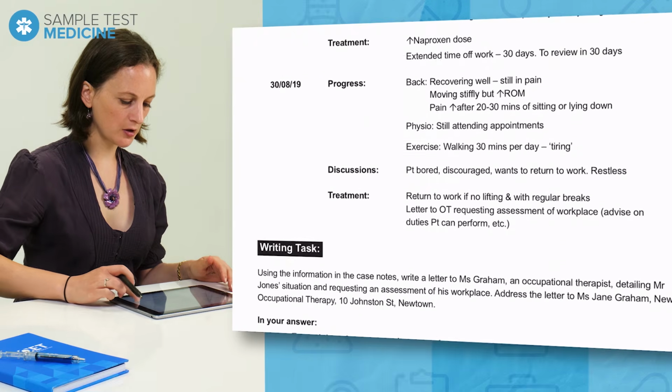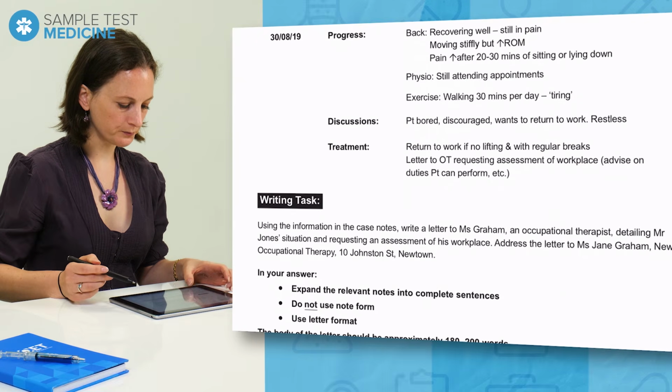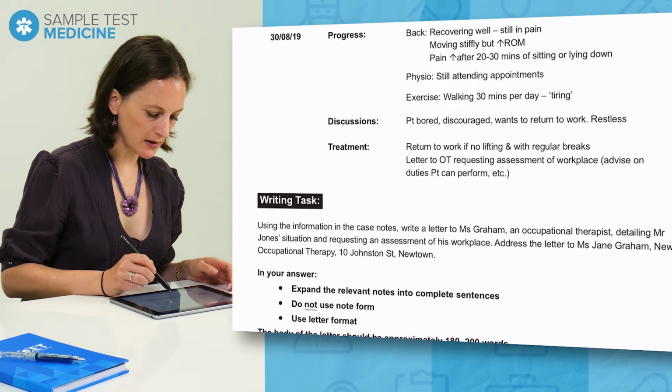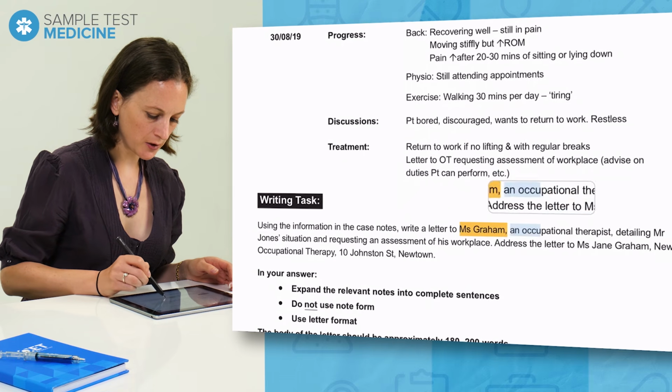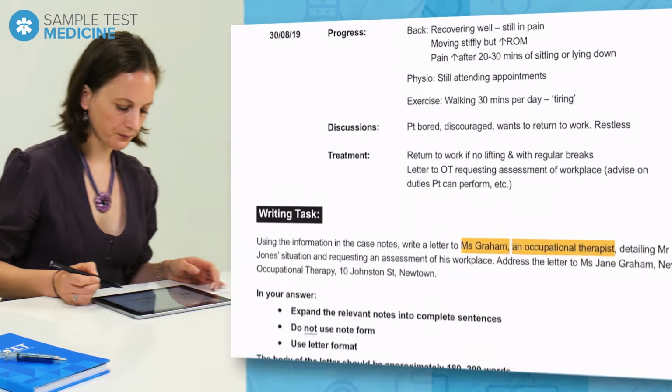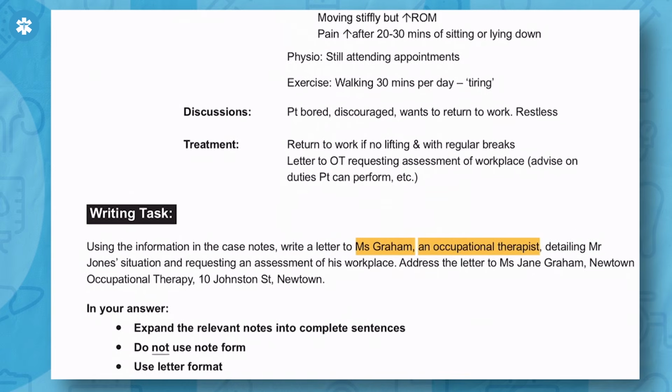Who are you writing to and what is their job role? In this example, we can see that we're writing to Ms. Graham, who is an occupational therapist. What are you writing to Ms. Graham about? You are going to explain Mr. Jones's situation and request an assessment of his workplace.